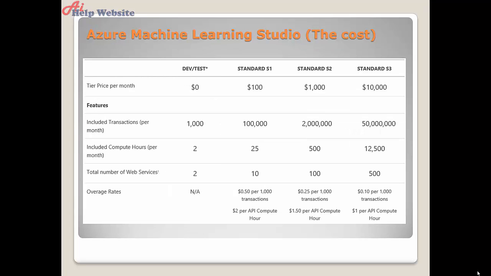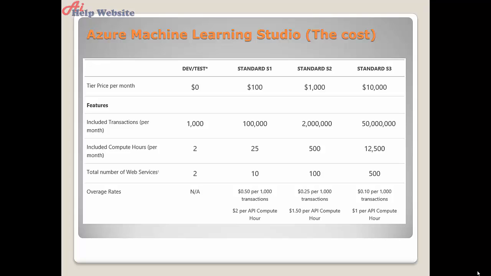In this chart, it shows the standard web service tiers where the dev test provides 1,000 transactions per month, and the standard S1 tier at $100 per month providing 100,000 transactions per month. To give you an idea of what your cost would be, if you had an experiment that had 500 items that you used to train the experiment, when you train the experiment, you'll have to make a transaction call, so that would be 500 transactions.